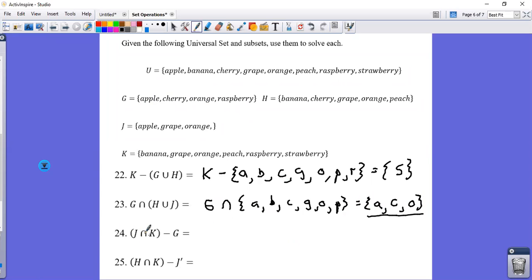So again, parentheses first. So what is J intersect K? What do these two both have? Apple, grape, and orange. Minus G, which if either the grape or the orange is in G, you'd take it out. And it doesn't matter that G has any of the others other than those. It has the orange, so the only thing left is the grape.